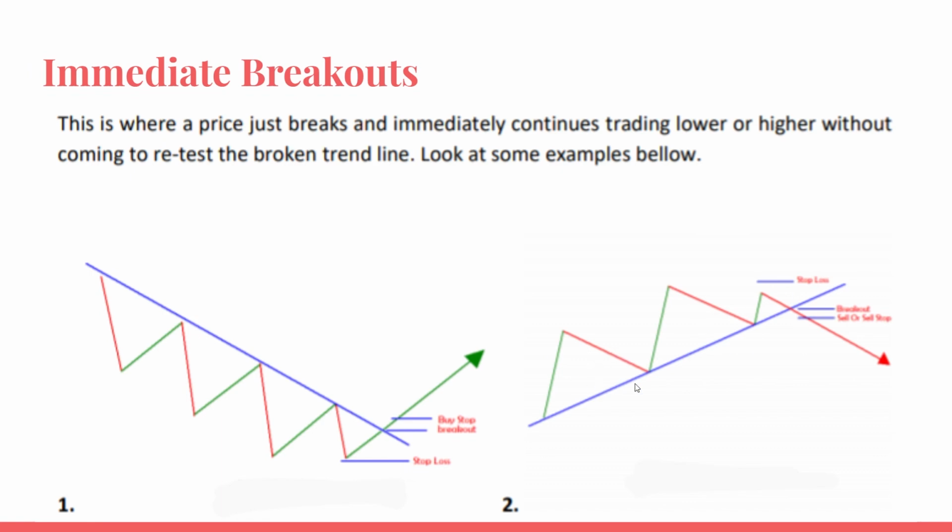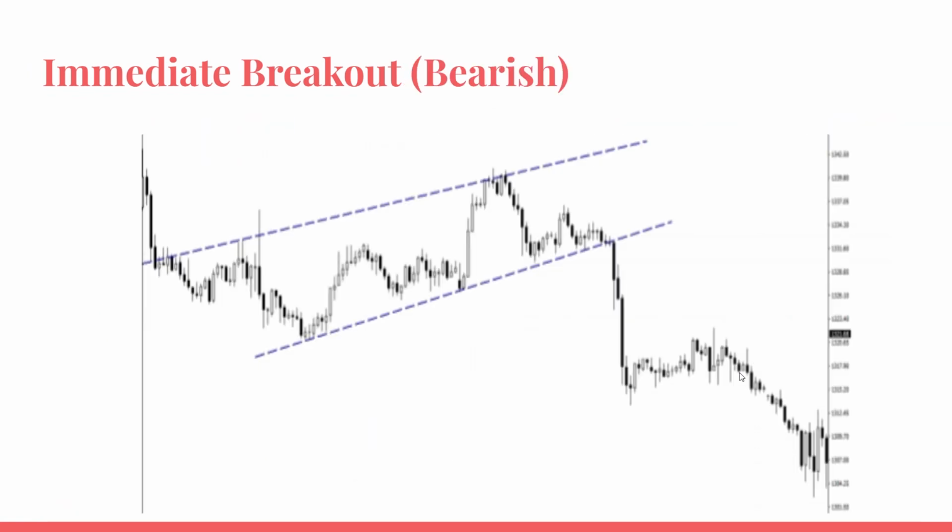Then another one here, the market was moving on an uptrend, and then the market broke the support trend line. Then after breaking it, it didn't even bother to come and retest, just continued trading lower. So here's an example of immediate breakout in a bearish form. If you look carefully, the market was moving on an up channel. Then the market decided to break the support trend line. After the market broke the support trend line, the market didn't even come to retest.